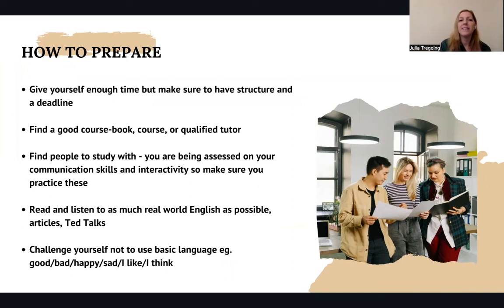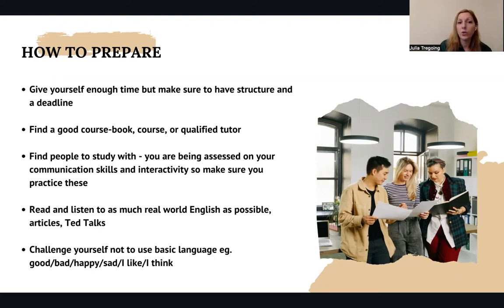It can be very easy to give basic answers in the speaking. It's about training your mind to give higher level, more complex structures. Okay, so give yourself enough time and be realistic. Is this going to take you a couple of months, or will you need a little bit more time? Do make sure to have structure and a deadline. Decide when you're going to do the exam, and then set a habit, make it regular study.